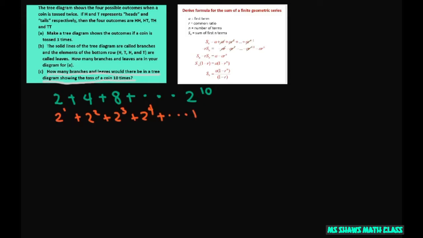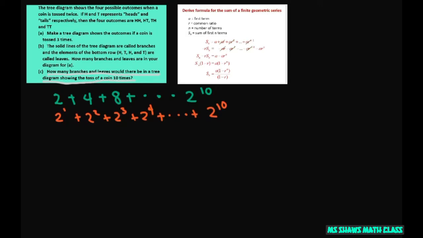And the final question, it says, how many branches and leaves would there be in a tree diagram showing the toss of a coin 10 times? So what we're going to do is the number of branches. And so that would be 2, and we're going to add them up like we did before, plus 4, plus 8, plus, and you can go all the way to 2 to the 10th power. Now recall, this is like 2 to the first, 2 squared, plus 2 cubed. The next one would be 2 to the fourth, plus dot, dot, dot, plus 2 to the 10th.